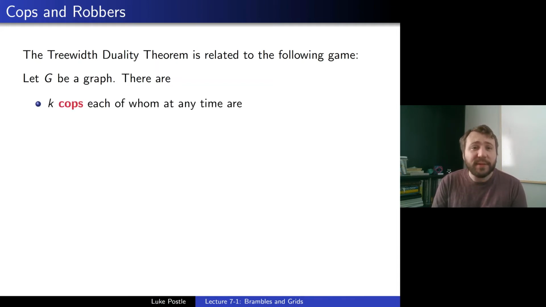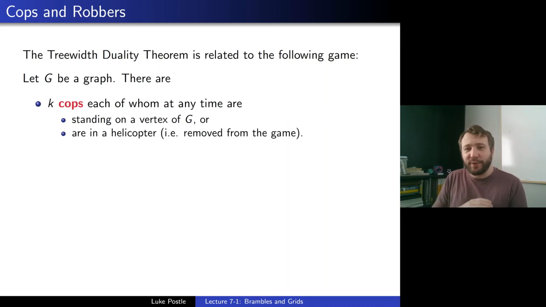There are going to be k cops, each of whom at any time is either standing on a vertex of G, so they're patrolling that vertex, or up in a helicopter. They can take off from the vertex, be in a helicopter, removed from the game, then go around and land on some other vertex and keep doing this. So those are the cops. And then we'll have a robber.